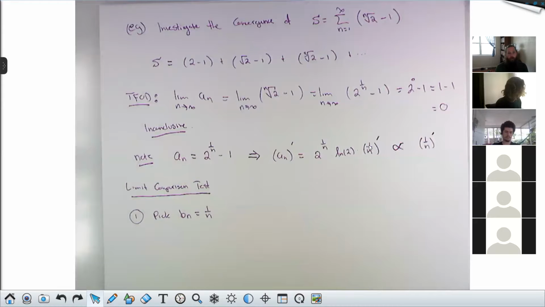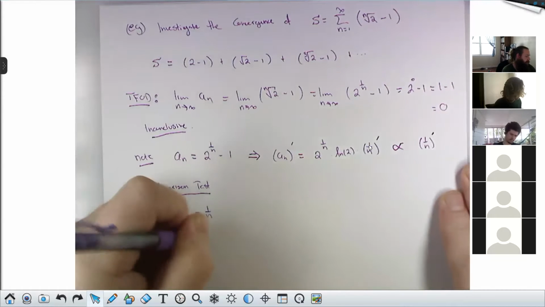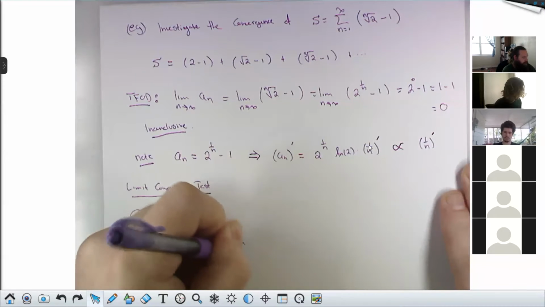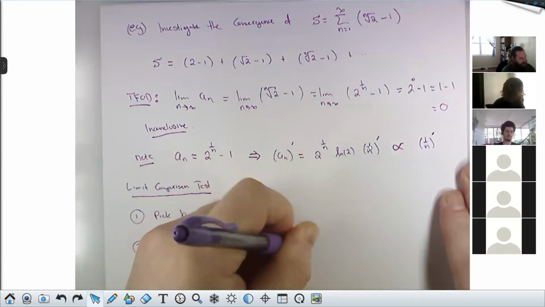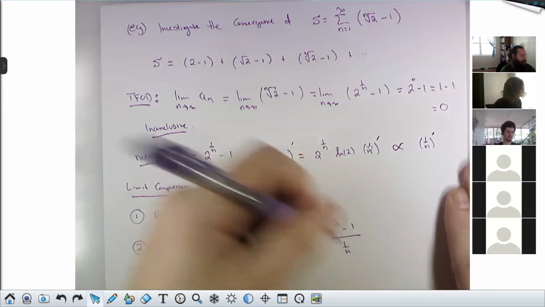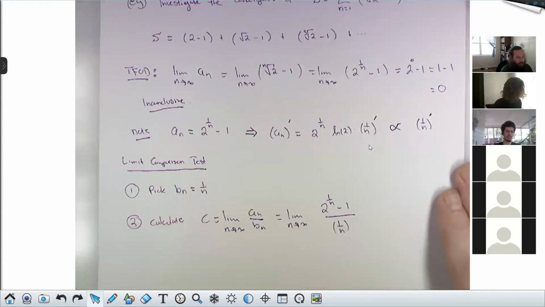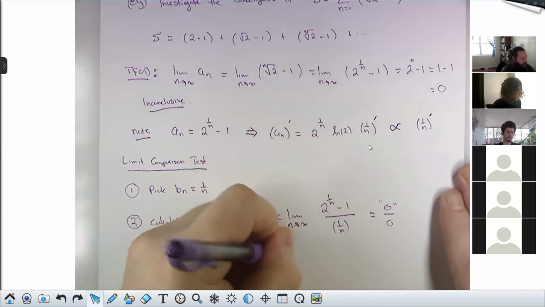It's a tricky, tricky problem. This is much harder than something I would put on a test, just to be clear. All right, this is above exam level, but it is a good thing to get thinking about. So we pick Bn to be 1 over n. We're running the limit comparison test, so we're going to calculate C as the limit n to infinity, an over Bn, which in this case is the limit as n goes to infinity of 2 to the 1 over n minus 1 divided by 1 over n. Both the top and bottom here go to 0. So we will run some L'Hopital's rule.